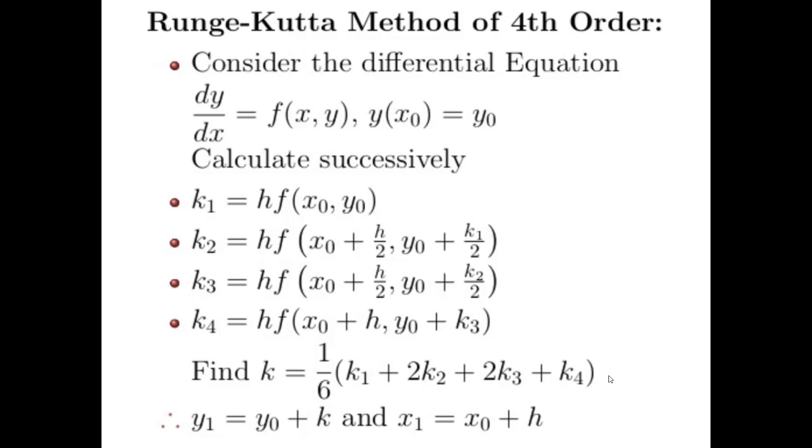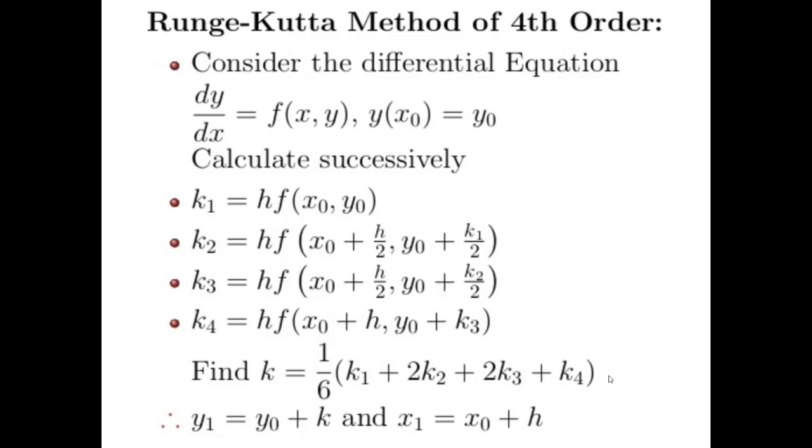Similarly, k2 can be calculated as h into f of x naught plus h by 2, that is step size by 2, comma y naught plus k1 by 2. This k1 has been calculated in the previous step, and this previous value is taken in order to calculate the value of k2. Again, k3 is calculated with the help of the formula h into f of x naught plus h by 2, comma y naught plus k2 by 2.